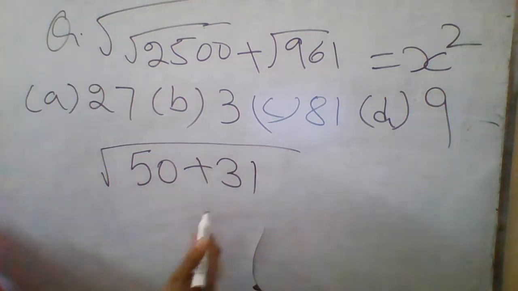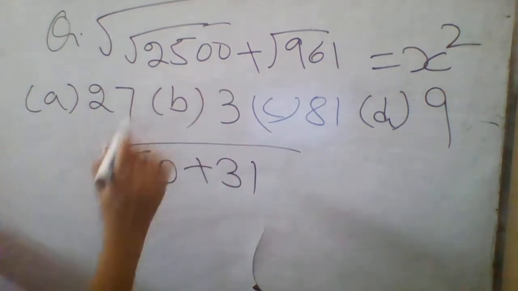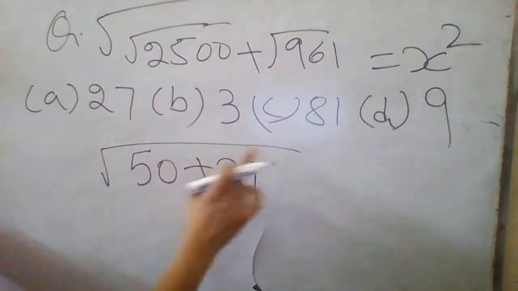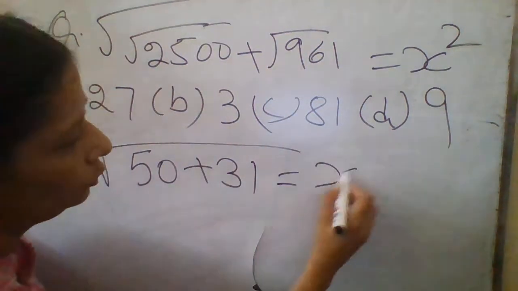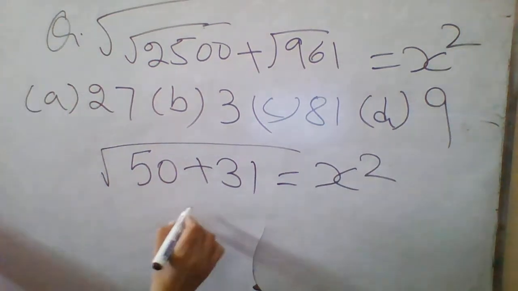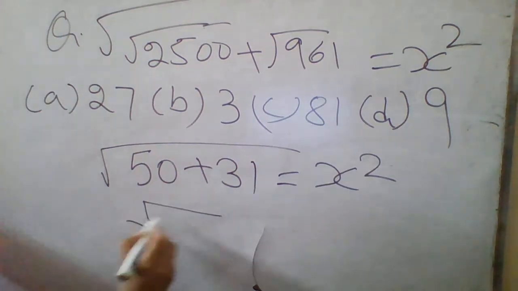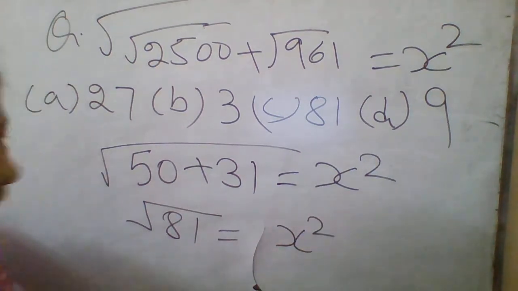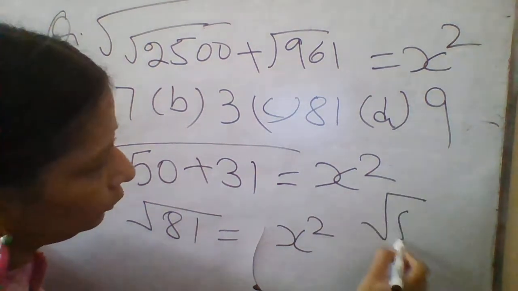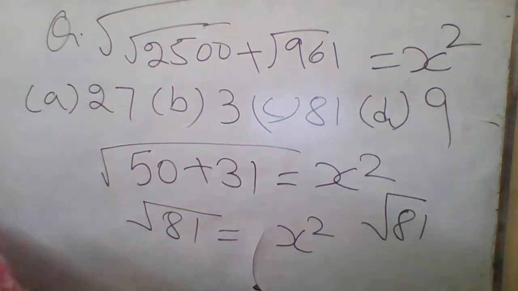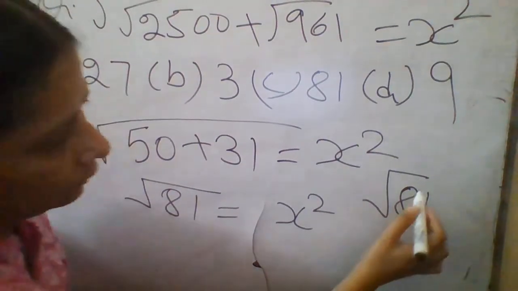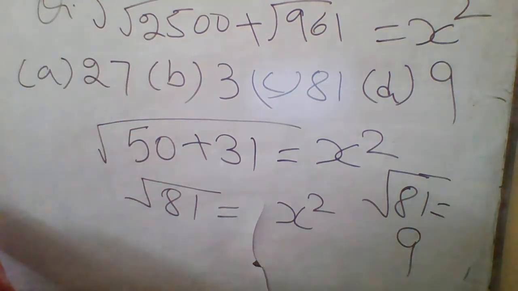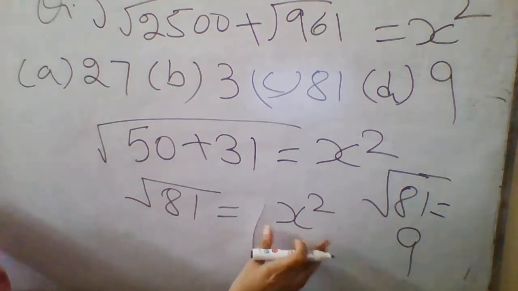Now see, I have solved this portion, and the whole thing under the root is equal to x squared. Now see, what have you got here? Under root 81 is equal to x square. If you solve under root 81, what is under root 81? Under root 81 is equal to 9. So x square.